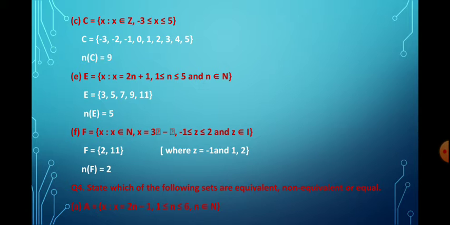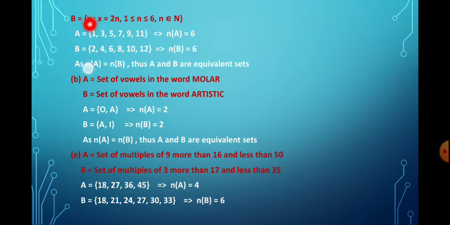So starting with number A, question 4a, A equals to x such that x is equal to 2n minus 1. Here n is greater than equal to 1 and less than equal to 6. n belongs to natural number. And next set B is given as x such that x equals to 2n, where n is greater than equal to 1 and less than equal to 6, and n belongs to natural number. So in this case what we are going to do is first we are going to write down the roster form of both the sets.